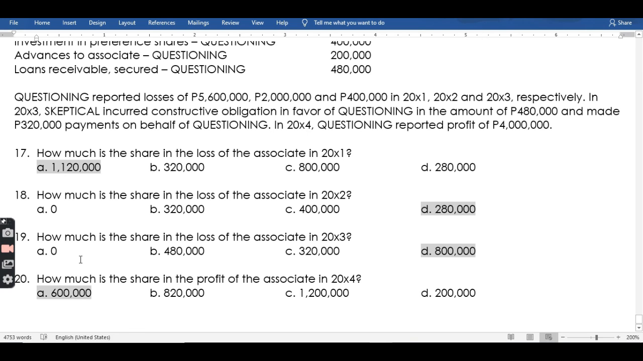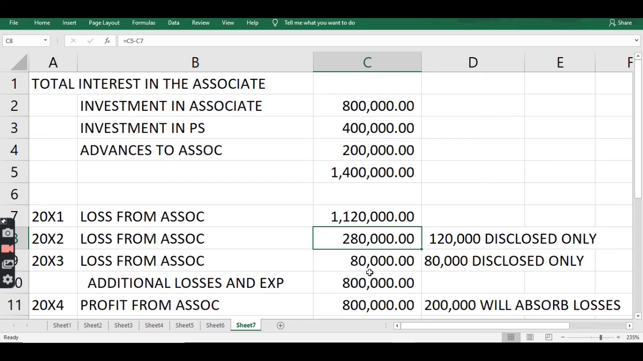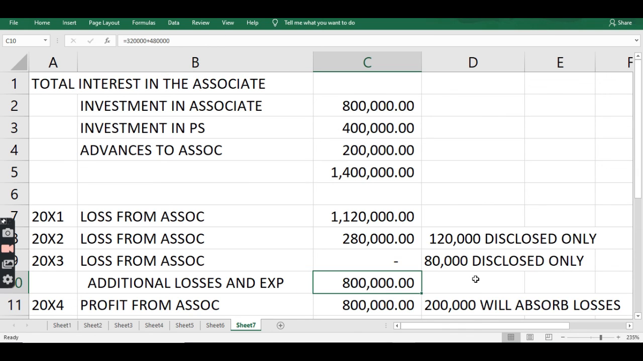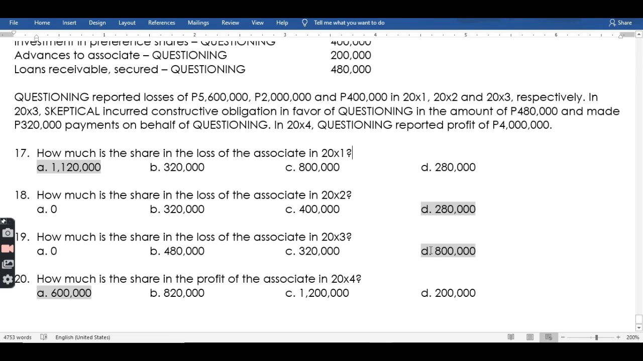Sa number 19, magkano yung share in the loss of the associate in 20x3? Supposedly 0 kasi i-disclose lang natin itong buong 80 na to. Okay, so tanggalin ko na lang to. Yan. Okay, kasi wala dapat tayong i-recognize. 0 dapat yan kasi 280 disclose lang yun. Okay? So wala na sana tayong i-recognize for 20x3. Kaso yun nga, nag-incur ka ng additional payments at saka nag-incur ka ng mga liabilities on behalf of the associate amounting to 800,000. This 800,000 will now be recognized as additional losses. Okay? So that's going to be letter D. Okay? So letter D yan.